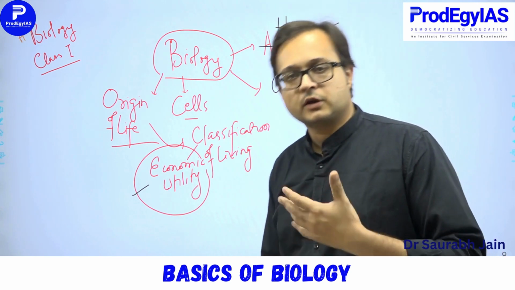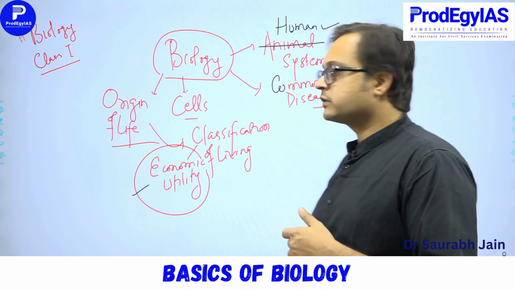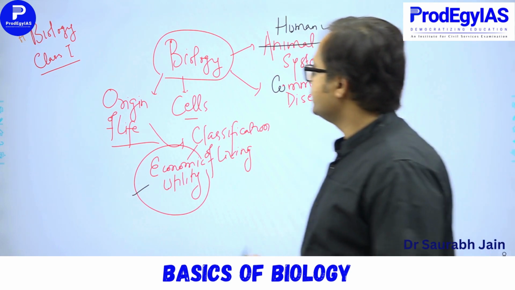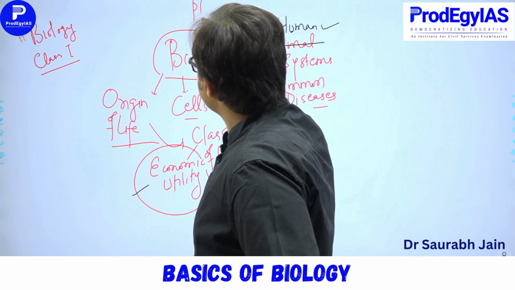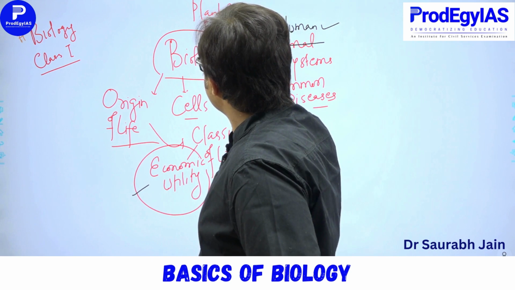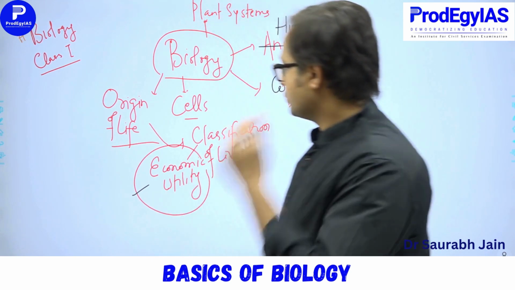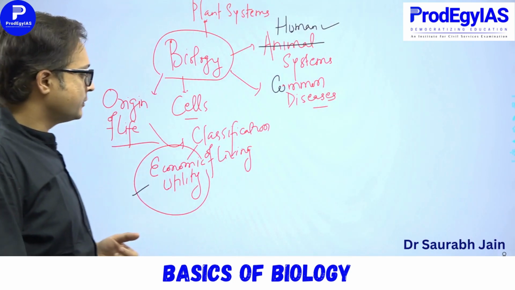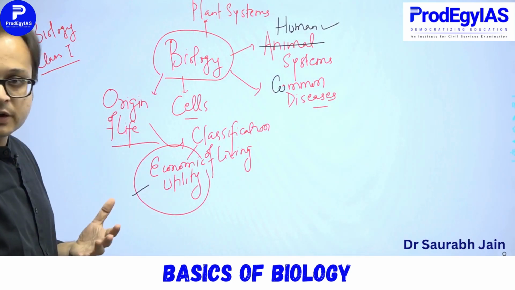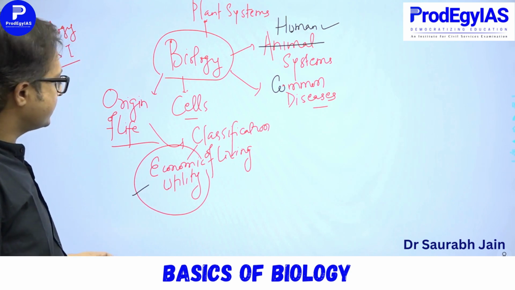Variable diseases, communicable, non-communicable, genetic disorders, all of this we will look up to. And briefly we will also speak about the plant systems. So these would be the 6 major heads under which we will deal with biology and the basic understanding of biology in the upcoming classes that we will have.